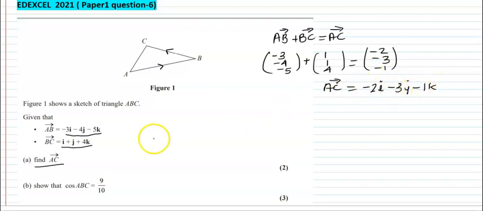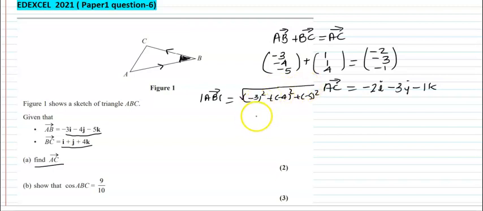Now for part B, you need to find cos of angle ABC, means this angle. They are talking about this angle, cos of angle ABC. So we know all the sides. Let's find the modulus first here. Modulus of AB. So AB, it should be minus 3 squared, minus 4 squared, and minus 5 squared. So modulus of AB will be root 50.